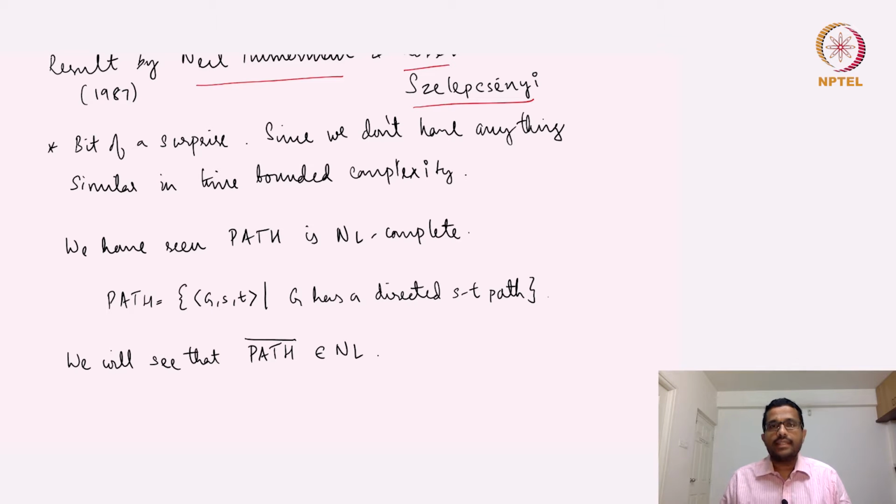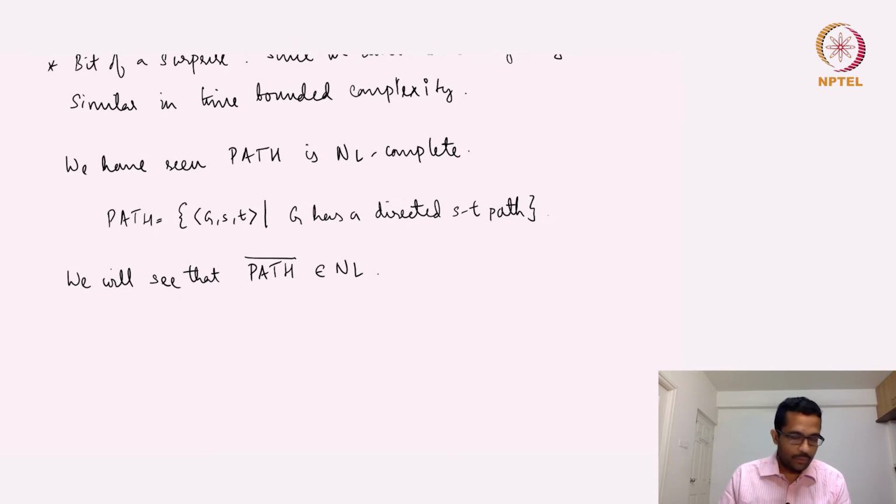We have already seen in the previous lectures that path is NL complete. So what is path? Path is the problem of, given a graph G and designated vertices S and T, is there a path from S to T in the graph G? That is the problem path. Now we have already seen that path is NL complete, and what we will show is that path complement is in NL. So the whole proof is going to show that path complement is in NL.